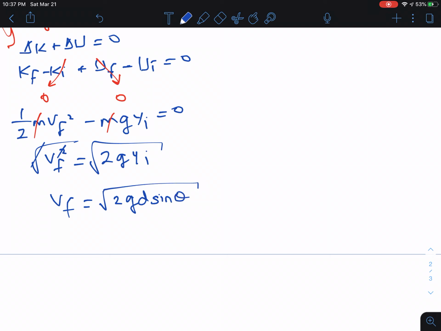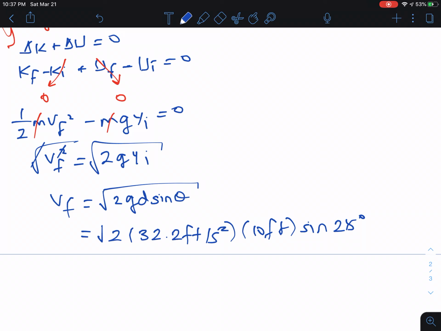And one more time, when you plug the numbers in, you are going to get your results. 2 times 32.2 feet per second squared. d is 10 feet. And once again, this theta is a tilt angle, so it's 25 degrees. And take the square root. Now you should get a larger value, and the value I have, let me quickly find it, it is 16.5 feet per second.